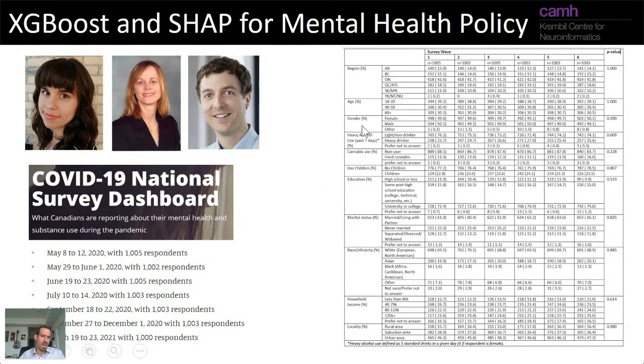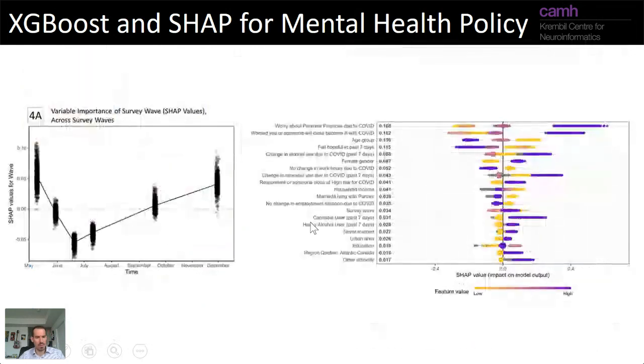And we looked at region, age, gender, lifestyle, cannabis use, alcohol use, home status, like do you have children, education, marital status, all these variables, 50 features, and built an XGBoost model. And we applied SHAP to that to try to understand how each variable influences the prediction for each person. And you can visualize them and aggregate them and get different information from it.